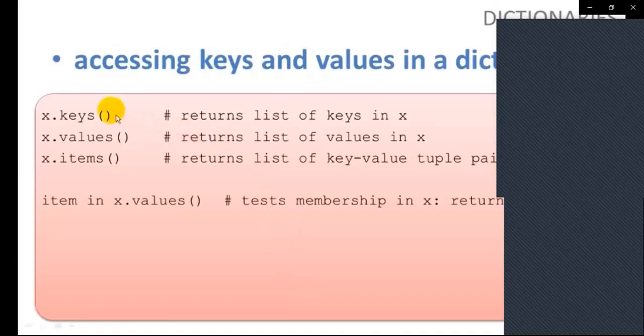So how do we access the keys and values in a dictionary? We can say x.keys, which will return a list of the keys in x. x.values returns a list of values in x, and x.items returns a list of key value tuple pairs in x. So if we want to check membership in values of x, we can say item in x.values, and this will test the membership in the values of x and return a Boolean.